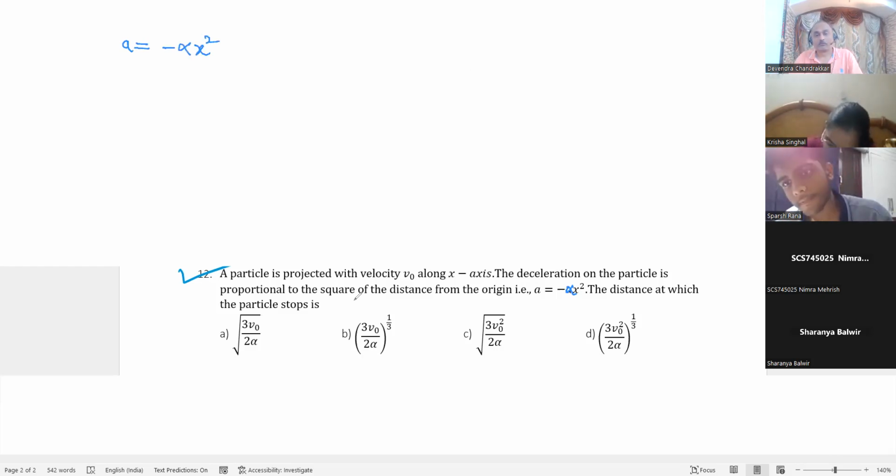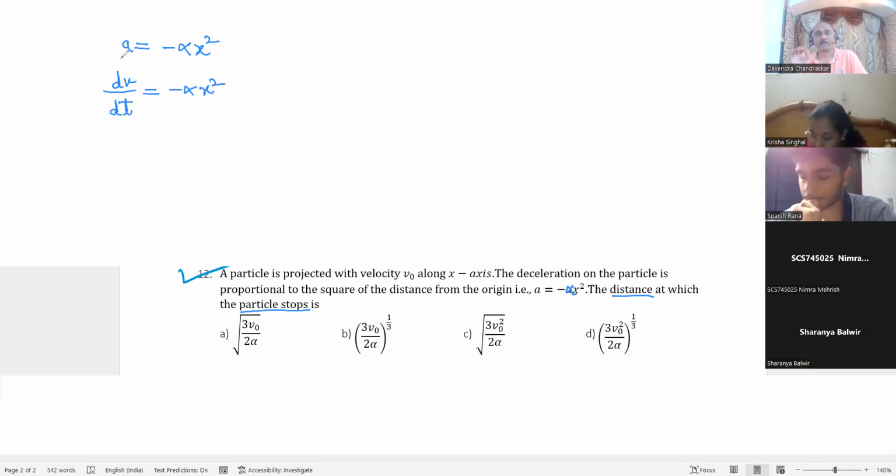Now, what are they asking? They are asking you to find the distance at which the particle stops. So can you write a in terms of v and t? What is a? Rate of change of velocity, right? So, dv by dt. So can we write it as dv by dt then? Yes.